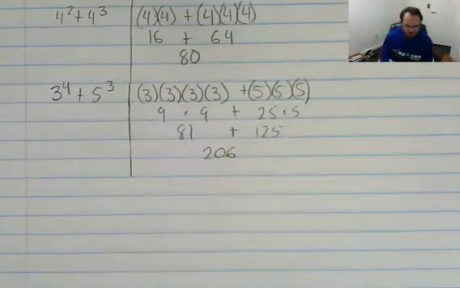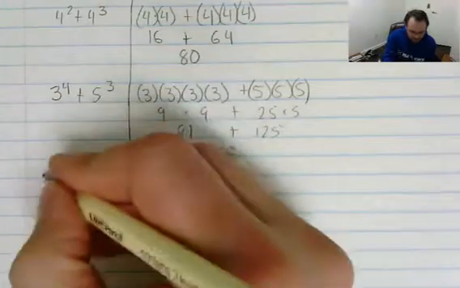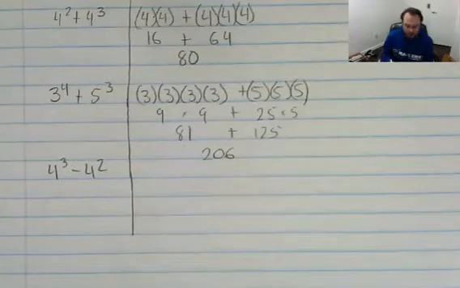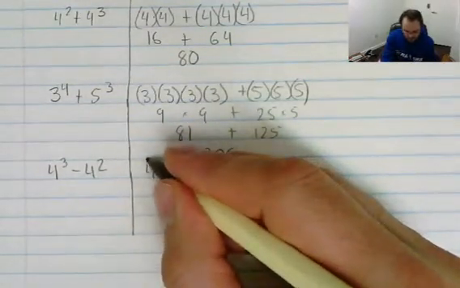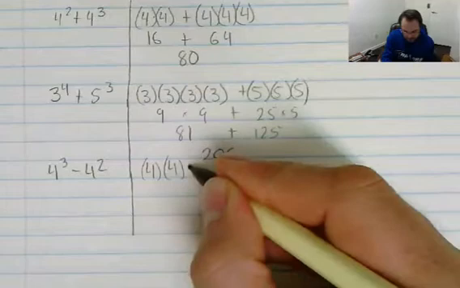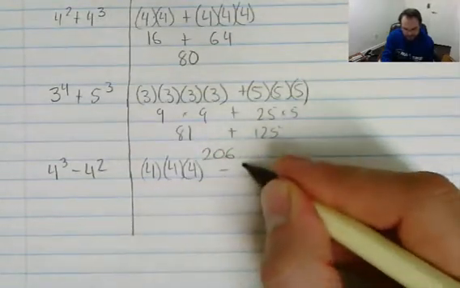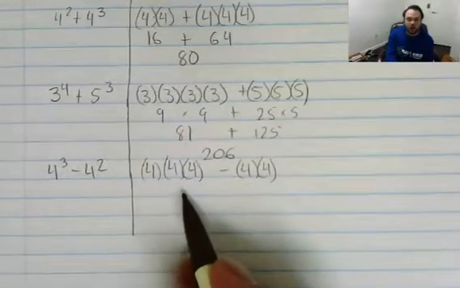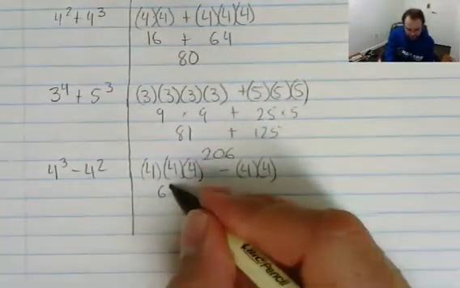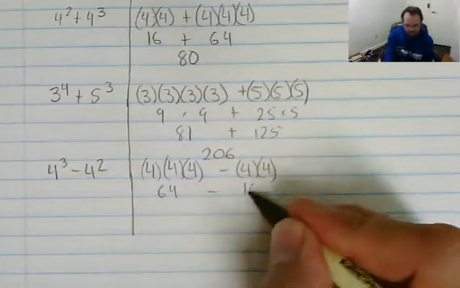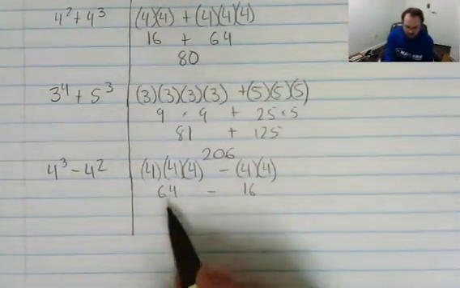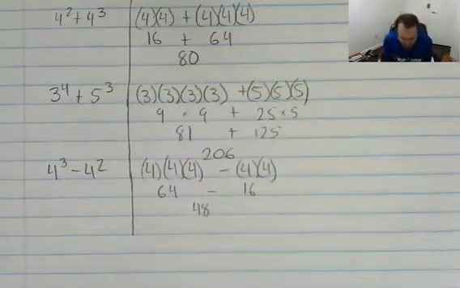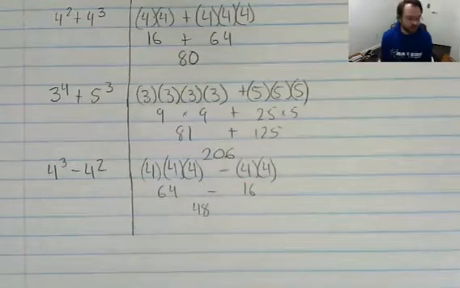Let's try one with subtraction. So let's try 4 to the power of 3 minus 4 squared. Maybe this will give us a little hint. So once again, we're going to expand this. 4 multiplied by 4 multiplied by 4 minus 4 multiplied by 4. Okay, so we already did this on top before. We know it's 64. Subtract, this is 16. We subtract these, well, that's going to give me 48. I look at that, there is no simplification to be had.